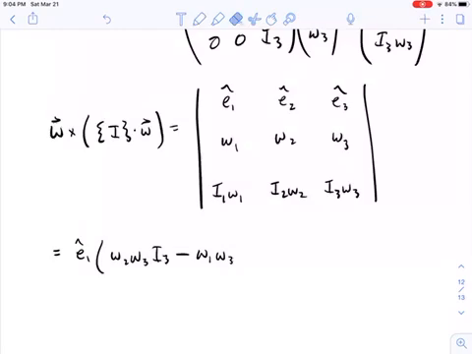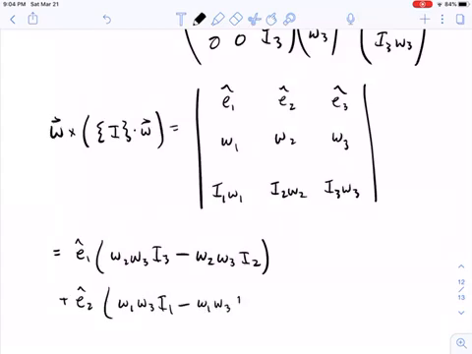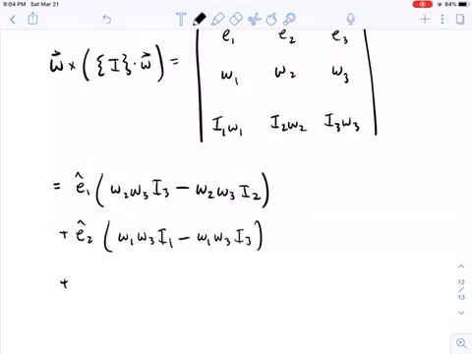Sorry, no, that's not right. It is omega 3 and omega 2, so omega 2 omega 3 I2. And then let's do this plus e2 hat. So we usually put a minus sign, so I'm going to cross multiply the other way. So we'd get omega 1 omega 3 I1 minus omega 1 omega 3 I3. And then we get plus e3 hat, and we'd get omega 1 omega 2 I2 minus omega 1 omega 2 I1.